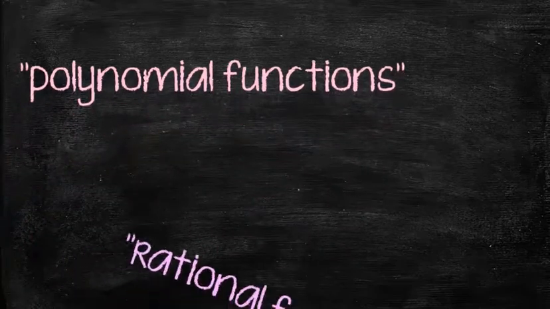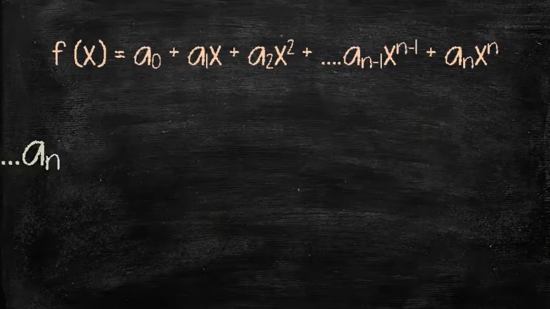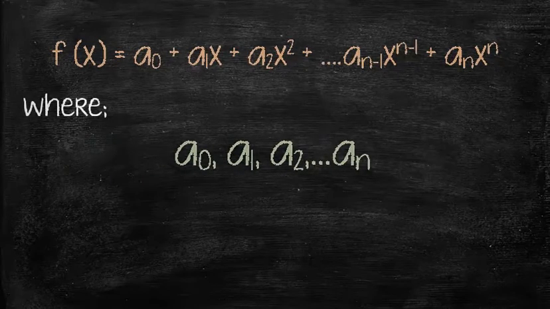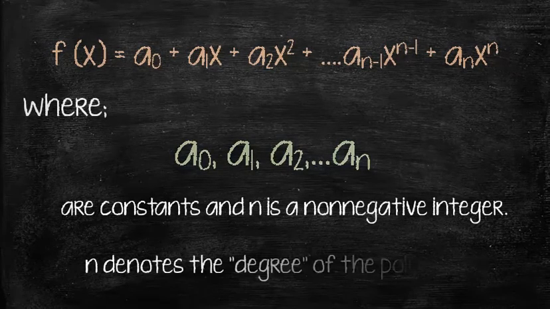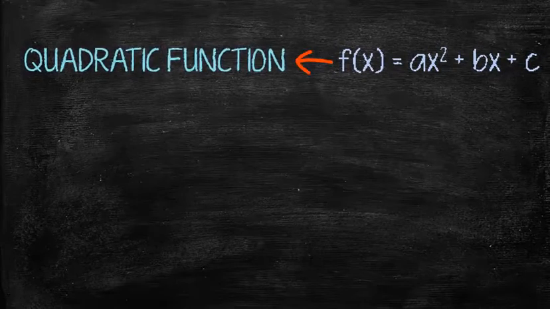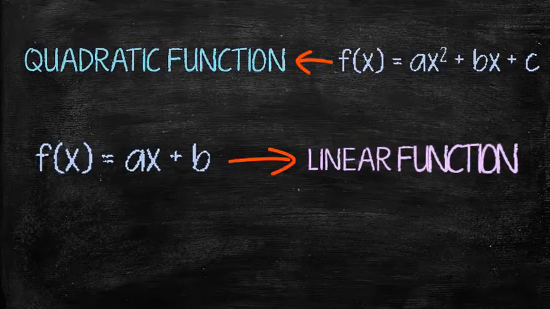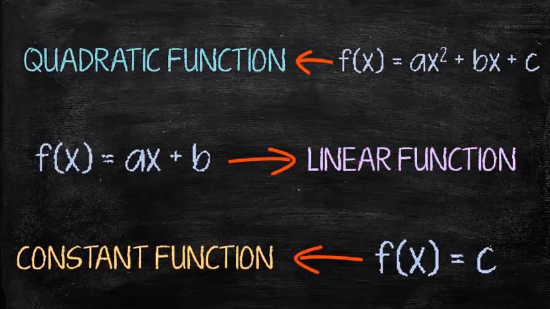As we proceed, two types of functions to be aware of are polynomial functions and rational functions. A polynomial function is any function of the form f of x equals a sub n x to the n, and so on, down to a sub 0, where a sub 0, a sub 1, a sub 2, up to a sub n are constants and n is a non-negative integer. N denotes the degree of the polynomial. You should be familiar with the common names of certain polynomial functions. A second-degree polynomial function is a quadratic function. A first-degree polynomial function is a linear function. And finally, a zero-degree polynomial function is simply a constant function.